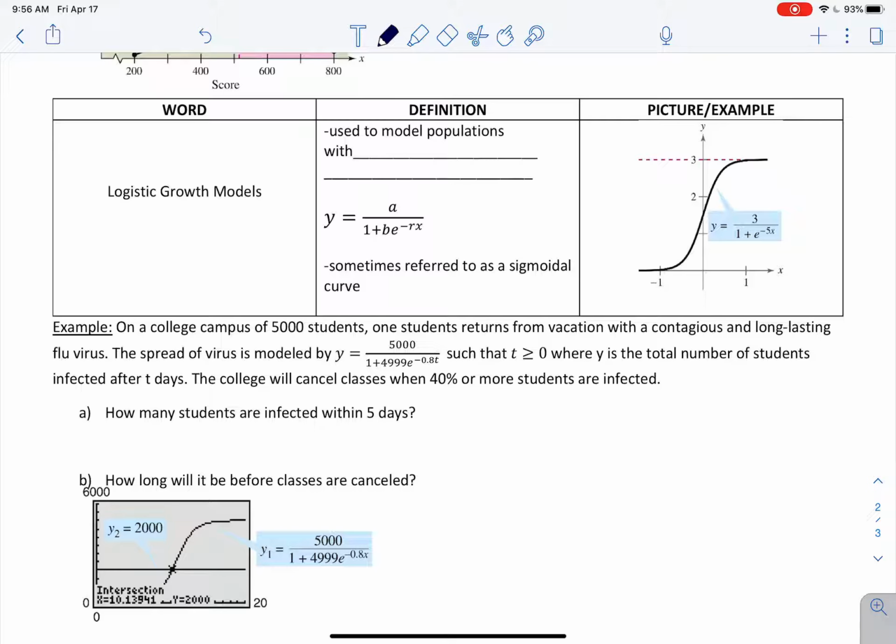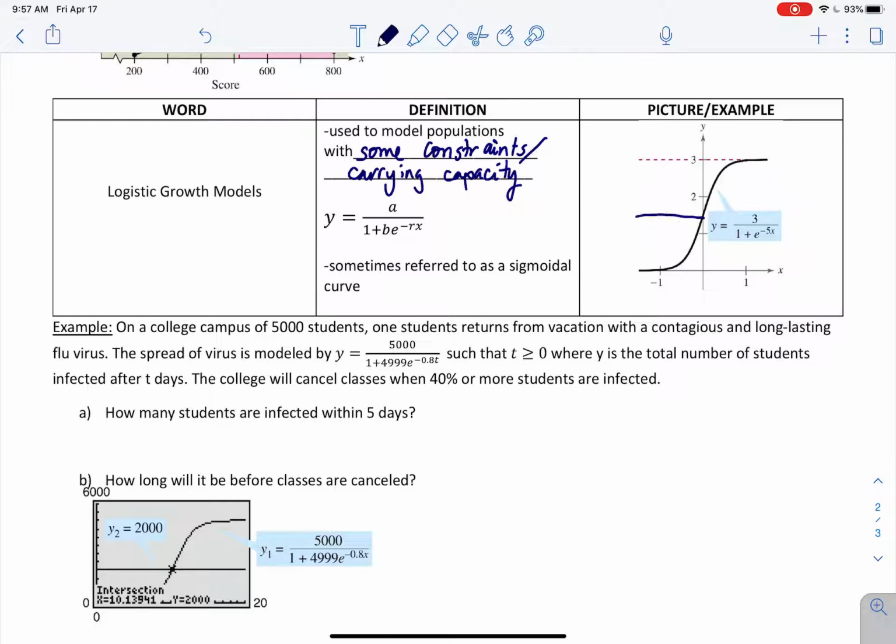So usually this is used to model populations with some sort of constraints, right? Usually it's called a carrying capacity in biology. It's also called a sigmoidal curve, apparently. I've only found that out from your textbook. I've never called this a sigmoidal curve in my life. Sometimes you'll see it called an S-curve as well, because it kind of looks like an S.